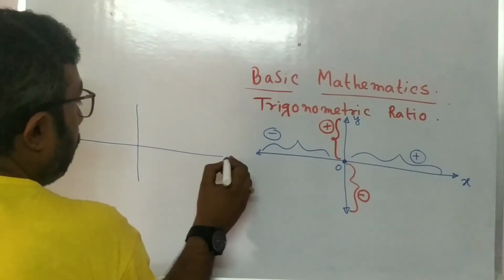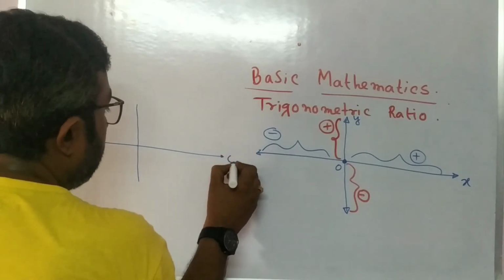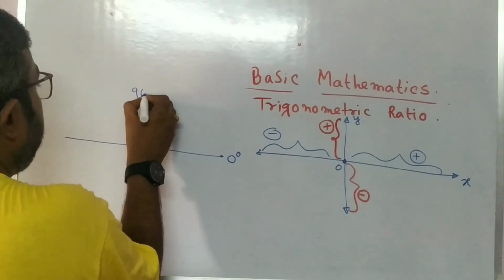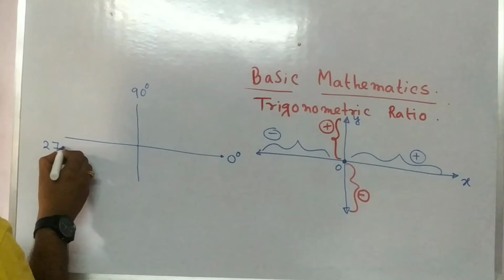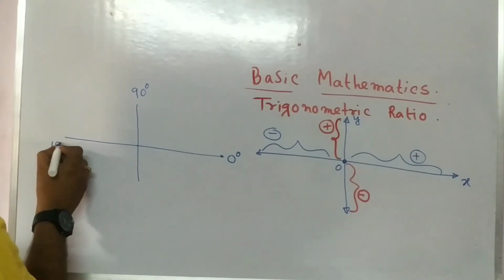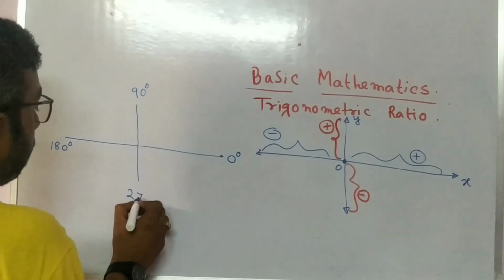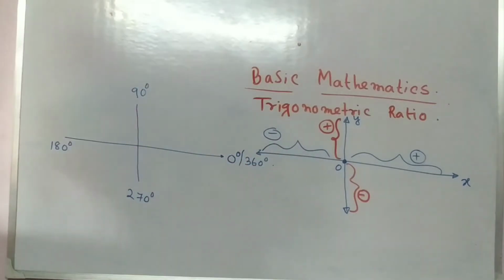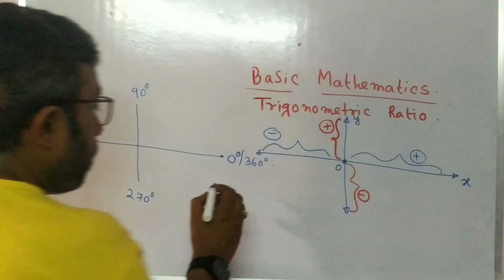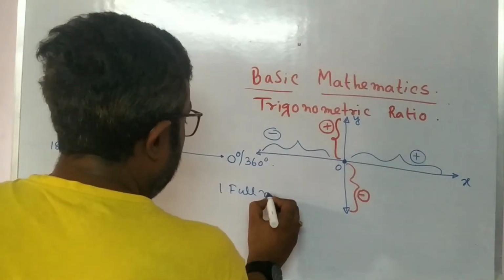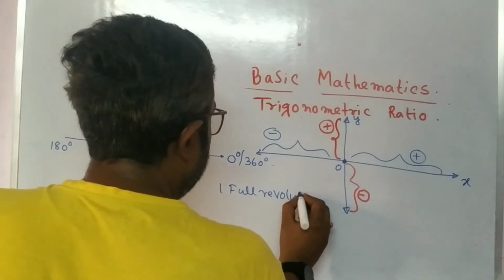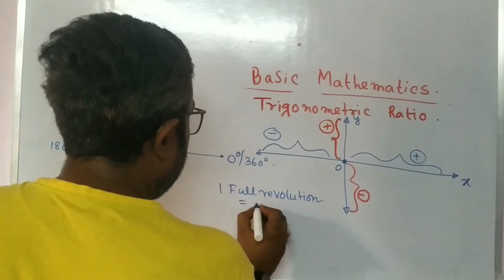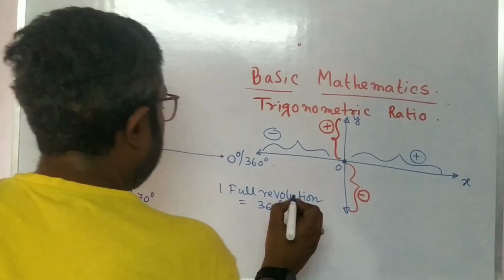So this point is called 0 degree. Here it is 90 degree. Sorry, here it is 180 degree. Here it is 270 degree. Now again 360 degree. That means one full revolution equal to 360 degree, right?